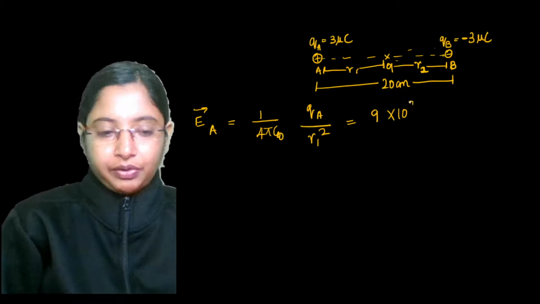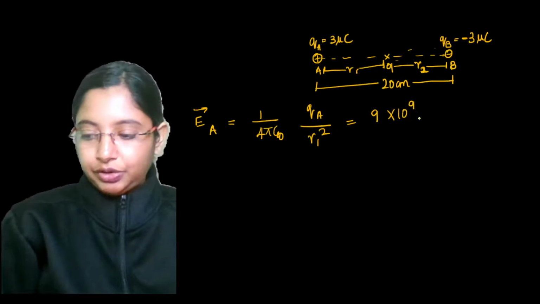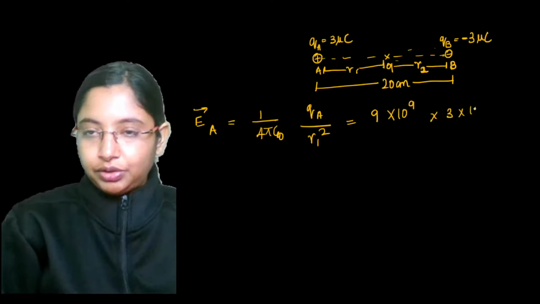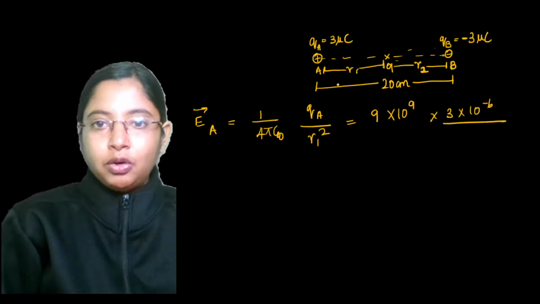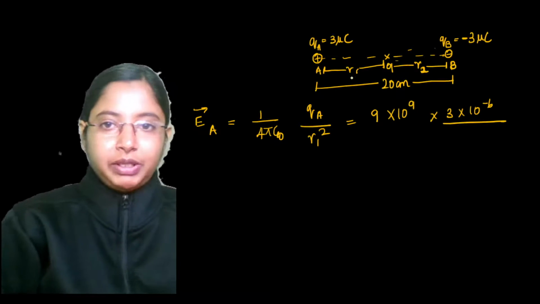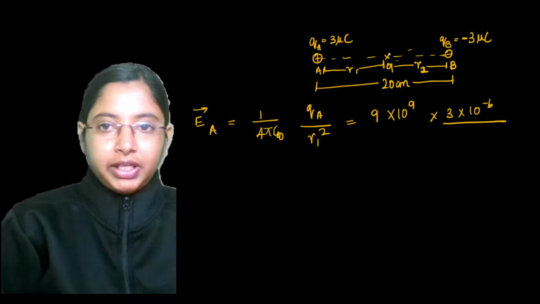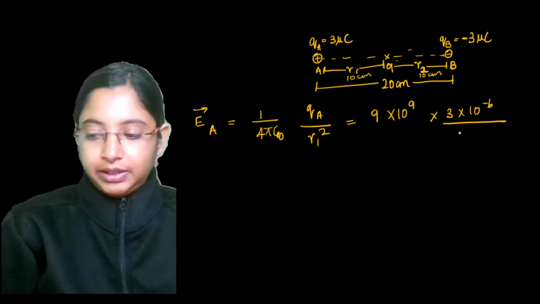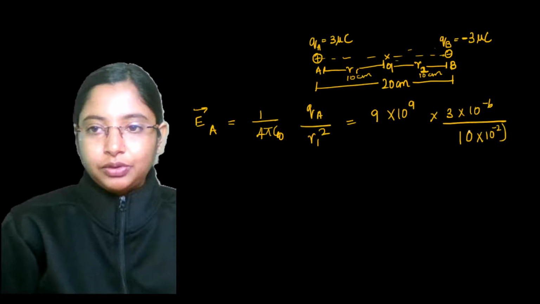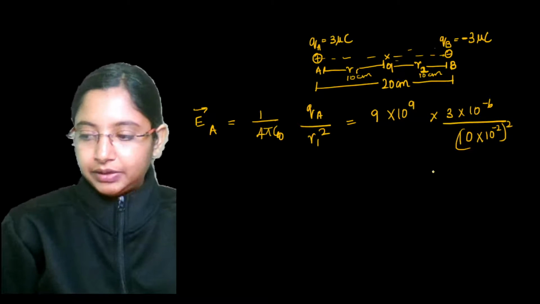So we can substitute the formula. This will be 9 into 10 to the power of 9 into, what is QA? This is 3 into 10 to the power of minus 6 coulombs, divided by the distance. The entire distance is 20 centimeters, so r1 will be 10 centimeters, and r2 will be 10 centimeters. In meters, that is 10 into 10 to the power of minus 2, the whole square.